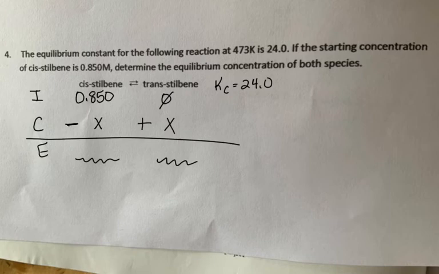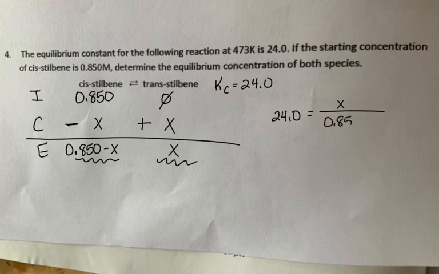Okay? That means at equilibrium, our numbers will be 0.850 minus X on the reactant side, and the product will be 0 plus X. I'm not going to put the 0 in there because it just complicates the look of them. I'm just going to write X. And so if Kc is 24, I know that 24 is equal to products over reactants raised to the power of the coefficient. The products and the reactants are all a 1 coefficient.